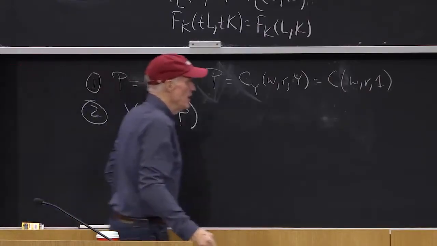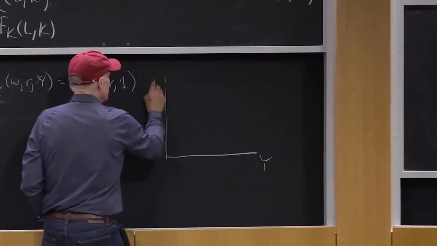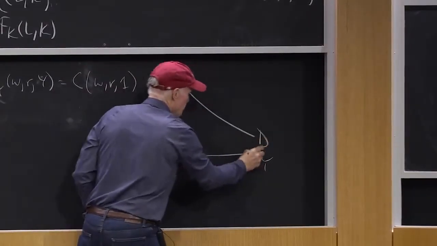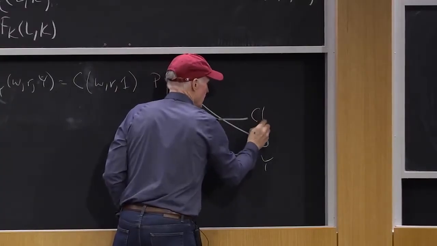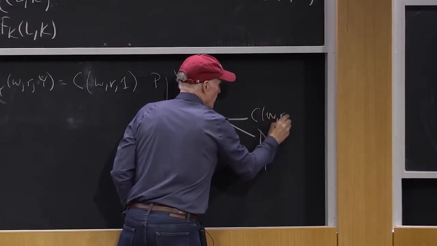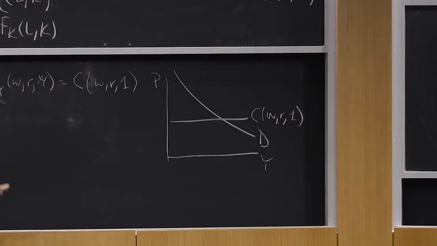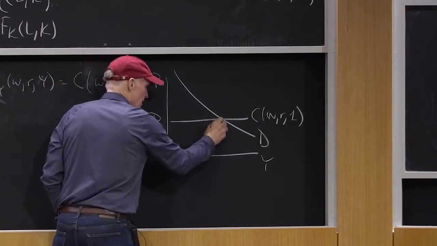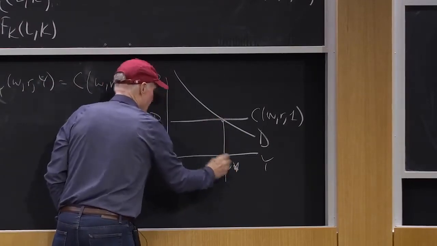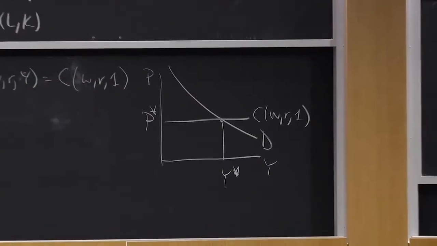So think of it this way. I got Y and P. I got some demand curve. I got C of W, R, and 1. So factor prices determine unit cost. Once I know unit cost, I know the price. Once I know the price, I know the quantity. Right? That's my equilibrium condition, right? All right.